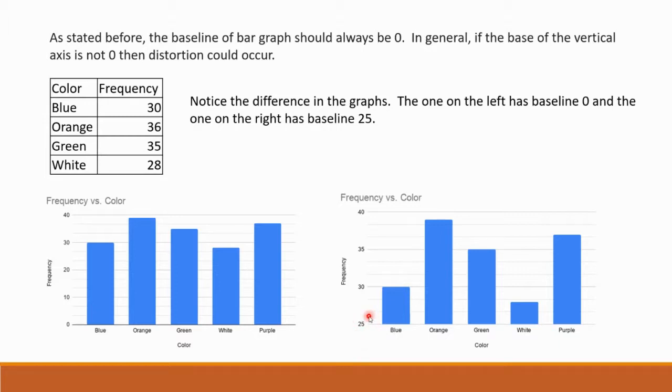I think I might have said the opposite before, but what happens here is, since it's not at 0, the differences are a lot more emphasized. So really what I'm saying is when you make a graph like this, you always want to start the vertical axis at 0. That's what I'm saying. Okay, so that's one.